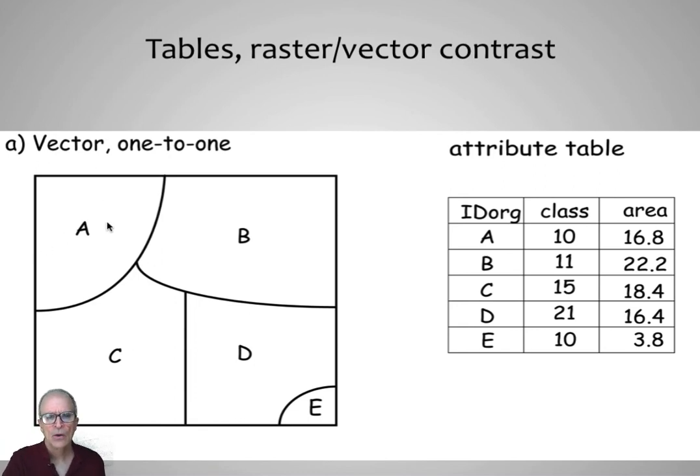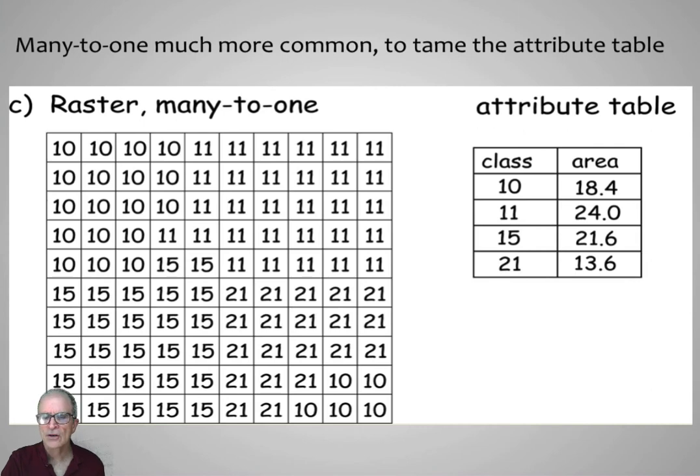So I have a one-to-one relationship typically between features in my vector data set and rows in my vector table. Right? So here's an ID for this vector data set. There's an A and a B and a C and a D and an E. So I have an entry for each of these. I have a class then and an area for each of those. And so there's a one-to-one relationship between features and entries in the rows. We typically don't do that with raster.